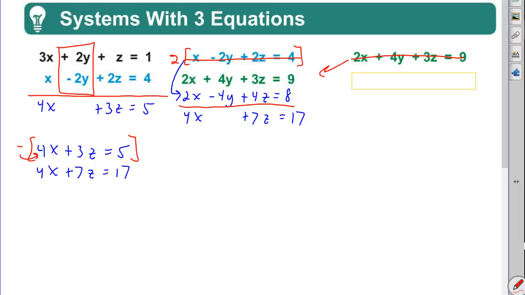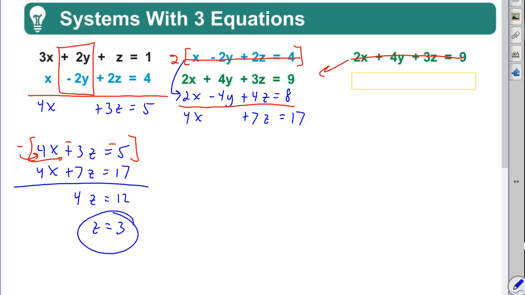How about if I distribute this negative? That'll be negative 4, that'll be negative, and that'll be a negative 5. And watch what happens when I add these up. The x's add out. I get 4z equals 12. Move the 4. Z equals 3. Perfect. I've got z. Now, again, I go back to one of the two equations that have x and z. I can choose either one, and I'll be able to get x. Let's use the one on the left. The numbers are a little smaller, right?